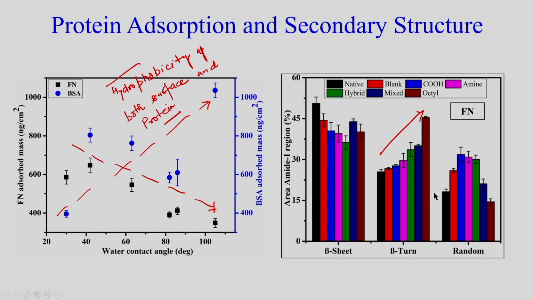We will try to relate this particular trend to cell adhesion, because fibronectin is a cell adhesive protein and it has the RGD motif, which is present in the beta turn. If there is more beta turn, it means the RGD loops or RGD domains are more exposed, which should facilitate better cell surface interactions.